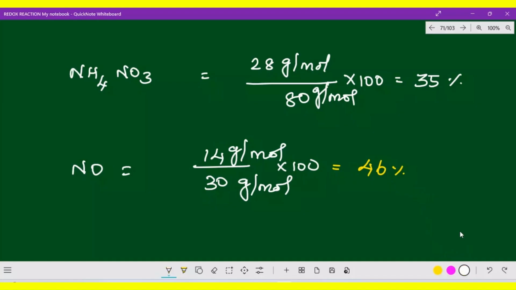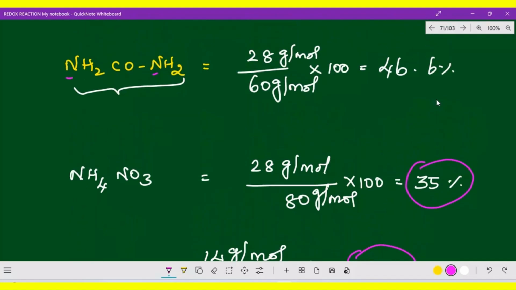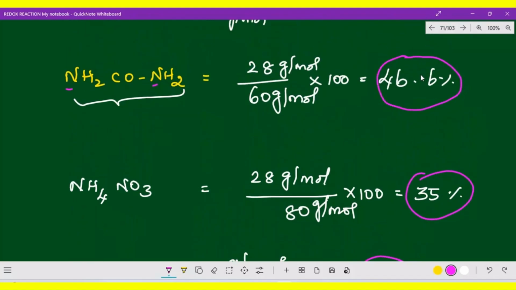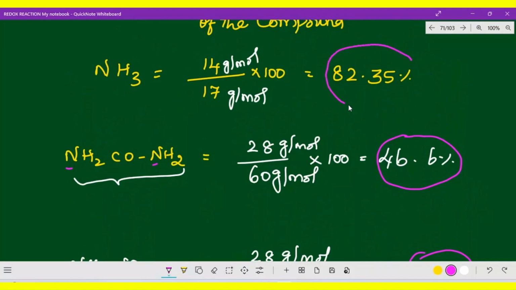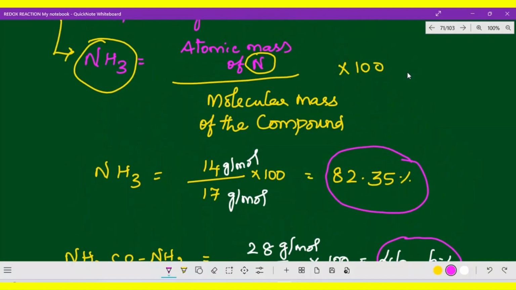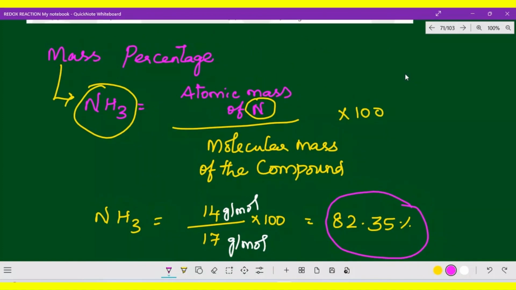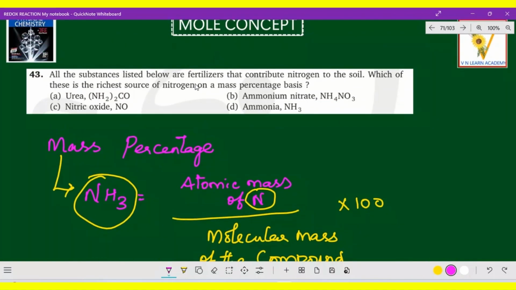Now we have to check which has the highest mass percentage. Here 46%, here 35%, here 46.6%, and the last one, 82%, is the highest. Ammonia is actually the best source for plants to grow well. Wherever nitrogen is there, plants will grow very nicely. Among fertilizers that contribute nitrogen to the soil, ammonia is the richest source of nitrogen on a mass percentage basis. So ammonia is the first one. I hope you got the clarity on how to calculate mass percentage. Mainly you will understand this concept.